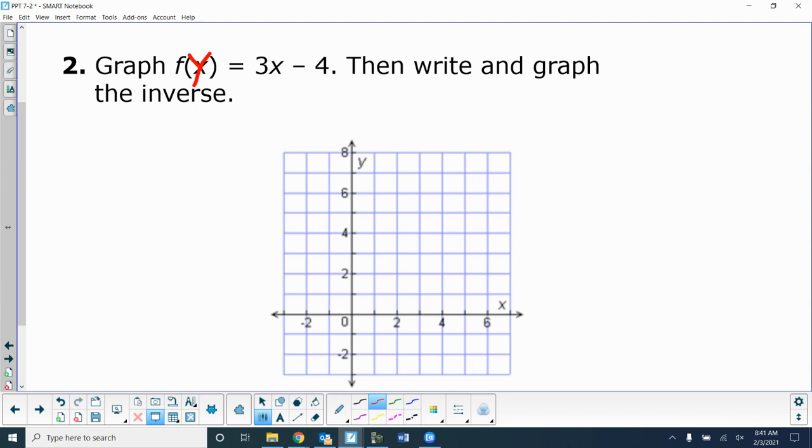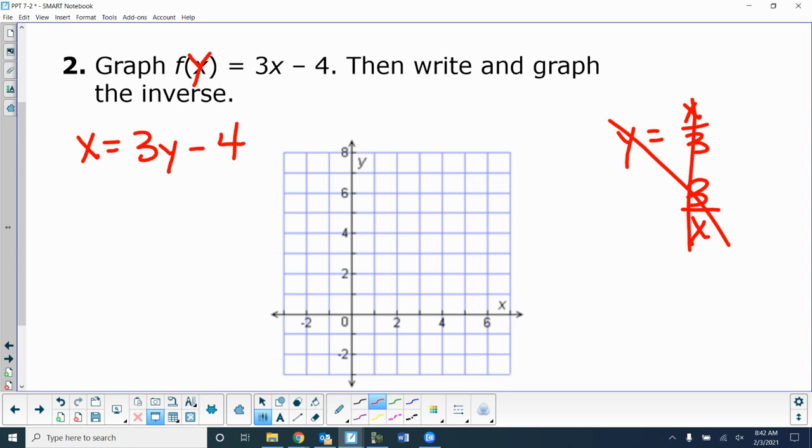Okay, some of you are switching numbers too. So we rewrite this as x equals 3y minus 4. Nothing else changes. Just swap them. Some of you, I saw one, instead of swapping the x and y, you just swapped the numbers and flipped it. So understand what we're doing here. We're not doing that.